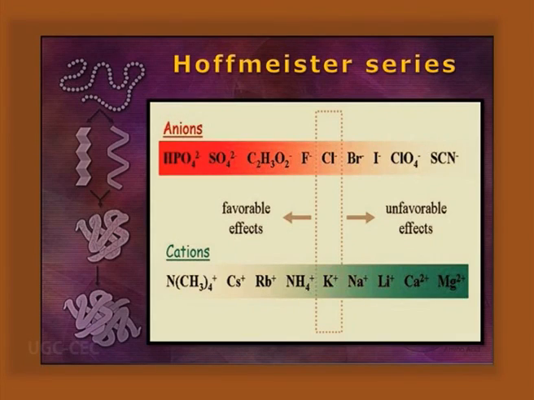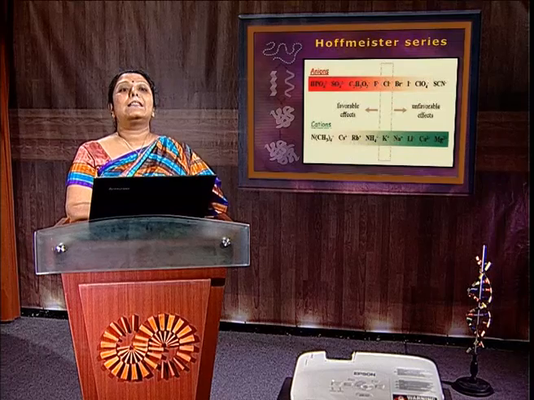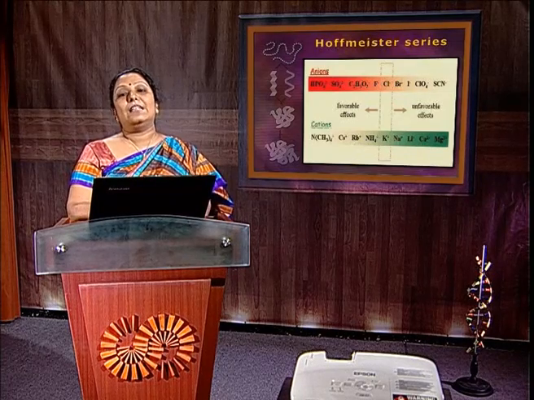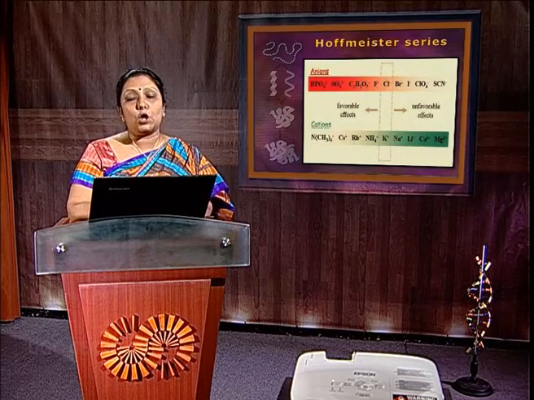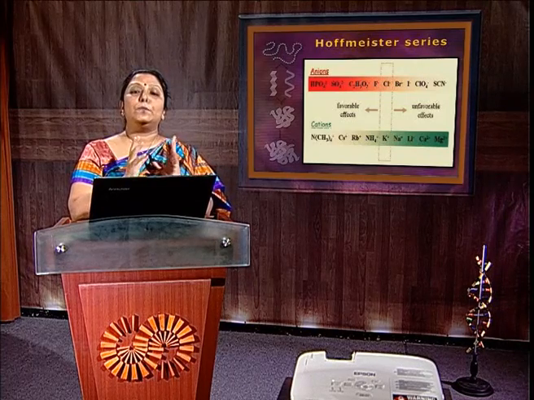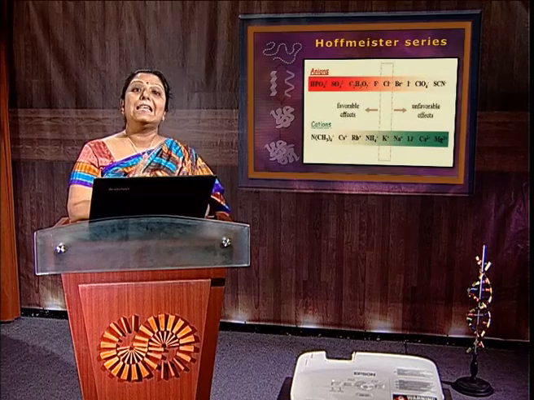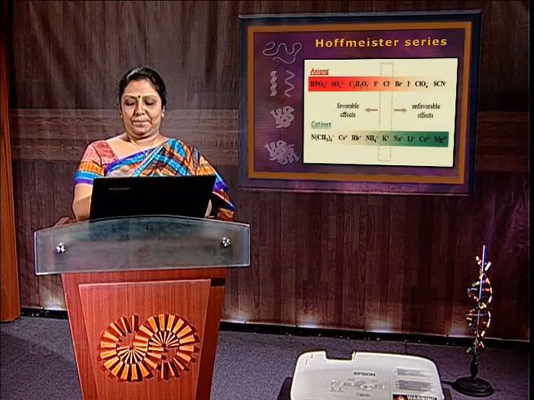Hofmeister series. It is the series of ions needed for salting in, salting out, solubility, as well as destruction of the protein. As we know, the earlier members are helpful for salting out and the later members are helpful for salting in. If an ion destabilizes the protein structure, like thiocyanate SCN minus, it is called a chaotropic ion, while cosmotropic ions help to solubilize and stabilize the folding structure.